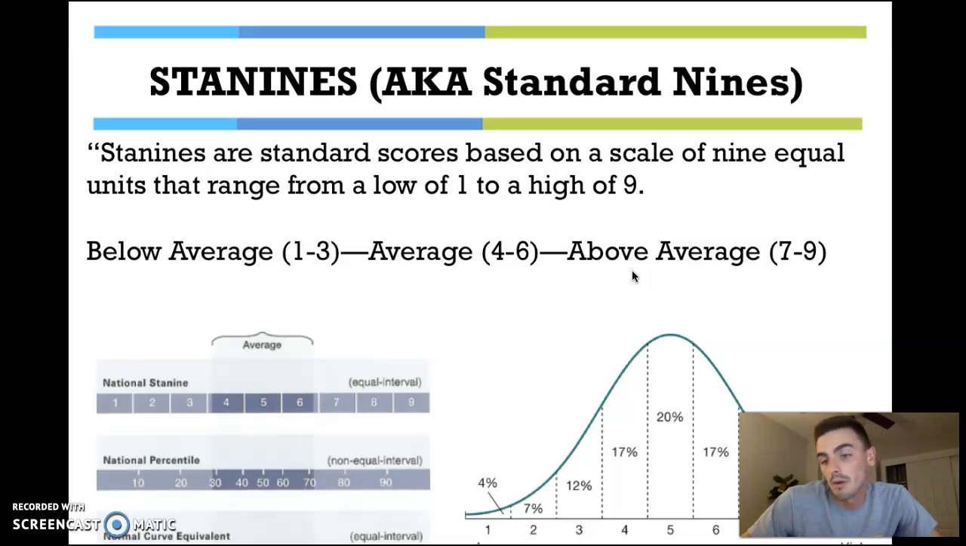Stanines are another way for us to represent data and where a student might fall. And again, when you look at how it falls straight down the line here in terms of normal curve equivalents and national percentiles, it's another scale that we'll use.